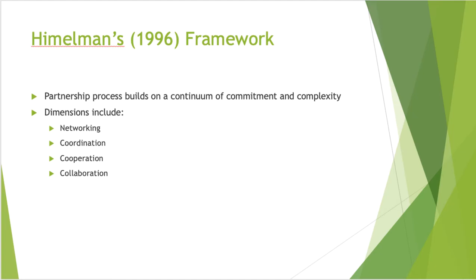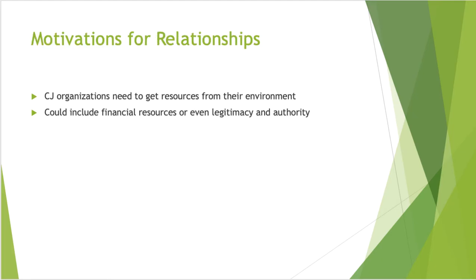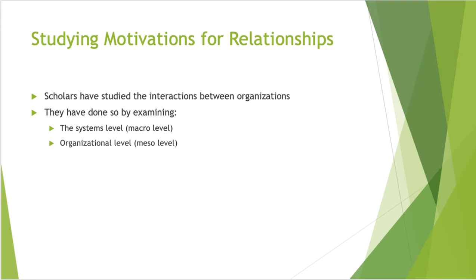So the next thing we're going to talk about is motivations for relationships. And this is the idea we're going to talk about for probably the rest of this lecture. Now, there's going to be a lot of motivations. It's not to say that there's one distinct motivation. In criminal justice, organizations need to get resources from the environment, so they have to partner up in order to do so. These resources could include legitimacy, authority they need to get from the environment, even finance, like money and funding. They want a partnership because it involves funding, like federal funding, which we're going to see later.